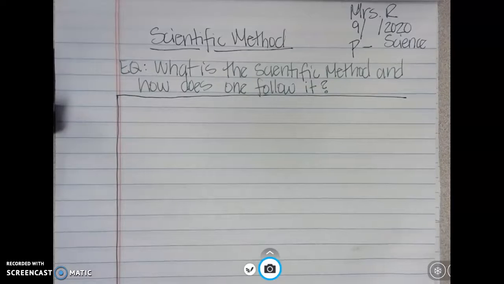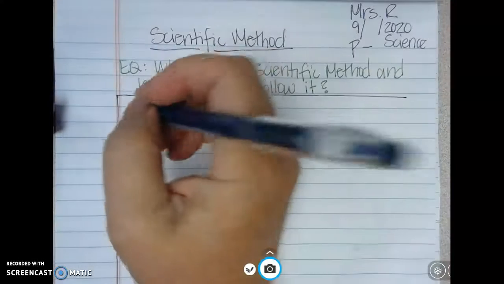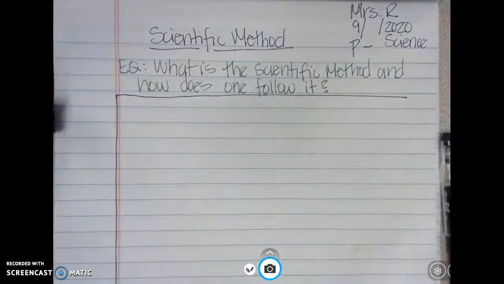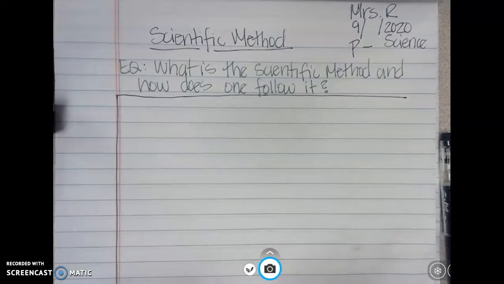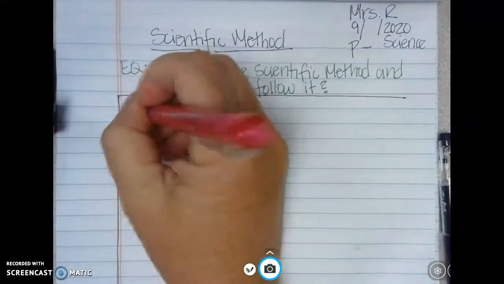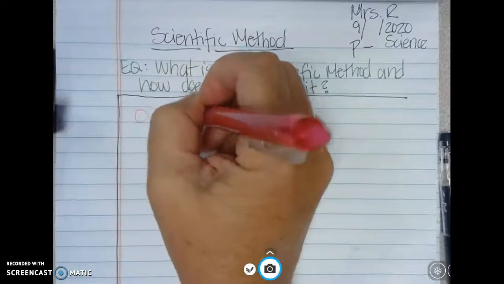And we're just going to basically give you an acronym today to follow, and an acronym is just a quick little saying to help you remember something. And the first letter of that acronym is going to be O for observe. So I'm going to write observe.